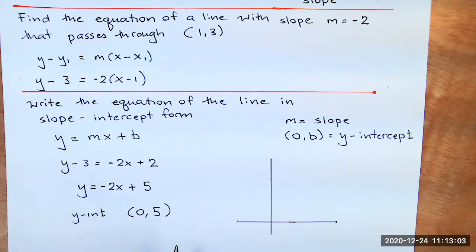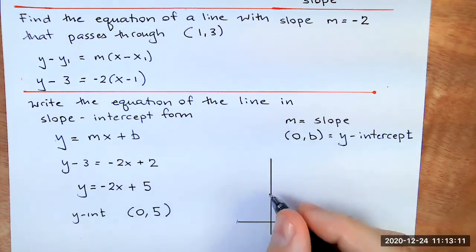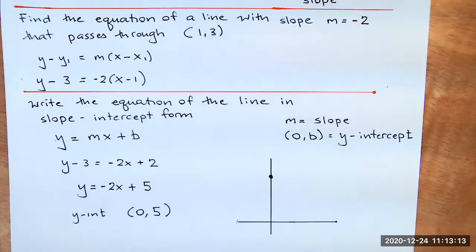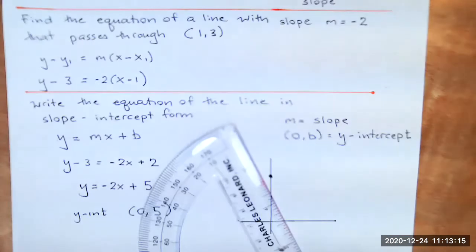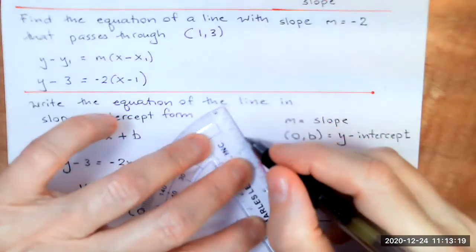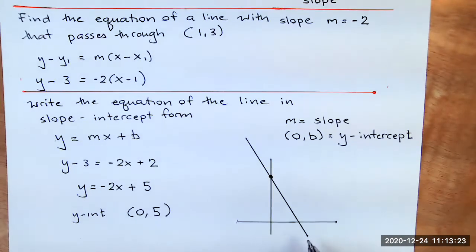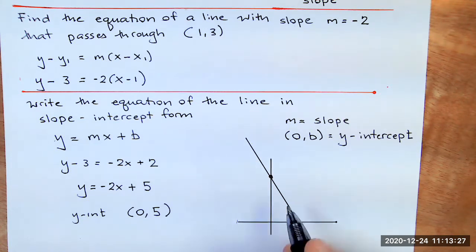And the reason you would want to write a function in the slope-intercept form is that's the easiest one for graphing sometimes. So you have a y-intercept 0, 5. Slope is -2, which means the function is decreasing. -2 means if x increases by 1, y decreases by 2. And there you go.